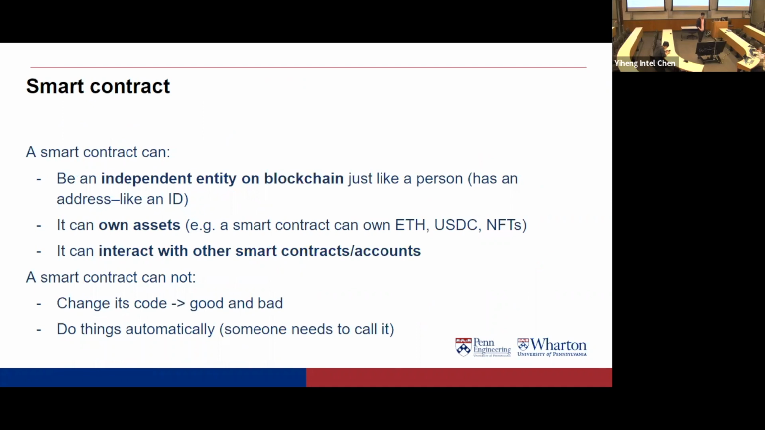These are some descriptions of the smart contract. These are independent entities on the blockchain. They almost behave just like a person. So you and a smart contract are equal in front of the blockchain. These can own assets, and smart contracts can interact with other smart contracts. However, a smart contract cannot change its code. It has good and bad consequences because of that. And it also doesn't do things automatically, so you need to be the driving force. A smart contract doesn't act by itself, but you can ask the smart contract to do something.